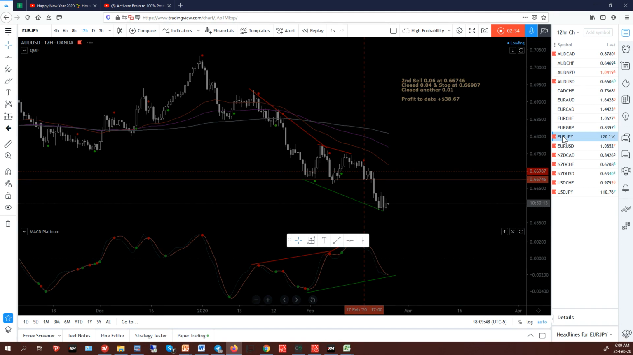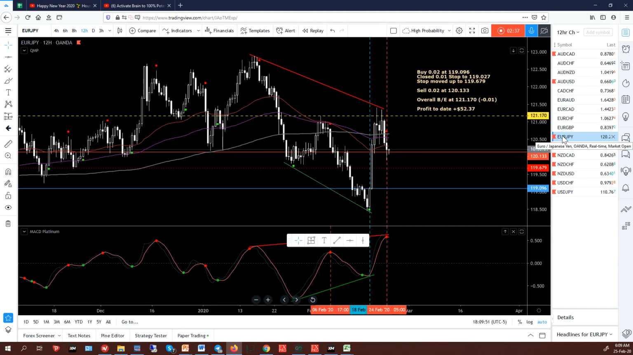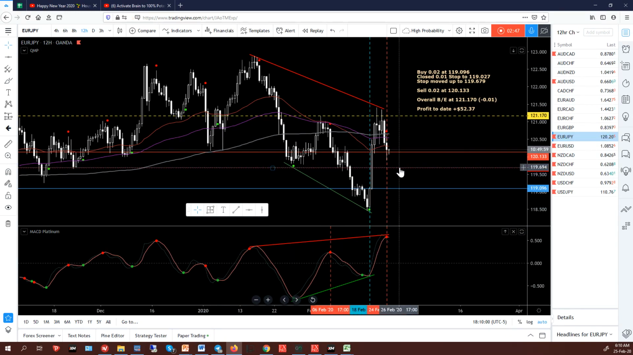Euro yen, what have I done here? The buy trade, which is down here, so the buy trade was there. I've moved my stop up to this level. The yen pairs are on a bit of a tear at the moment. It's hard to get a good read on them. So I moved my stop up to 119.679, and I took a new sell this morning. Yeah, I'm not real keen on this, but it's there. I took that at 120.133, so you can see stop's been moved, and the sell's at 120.333.